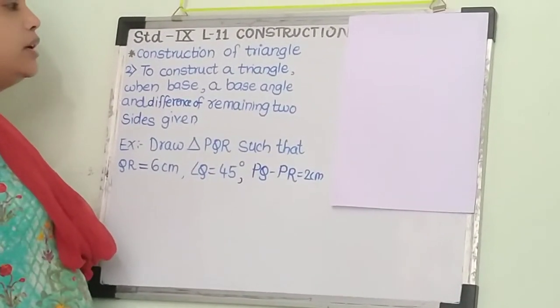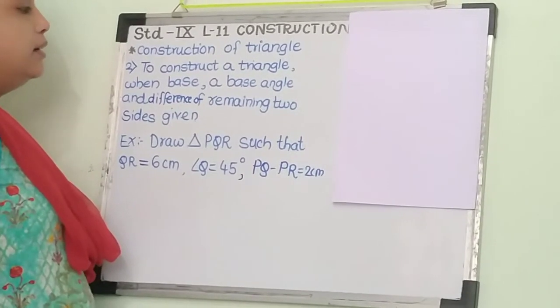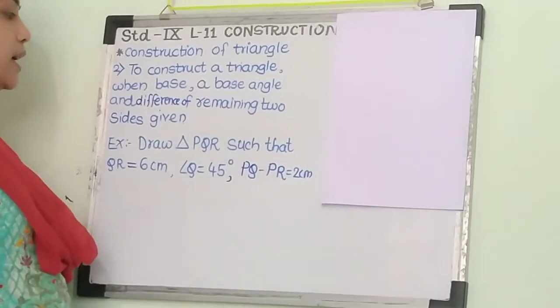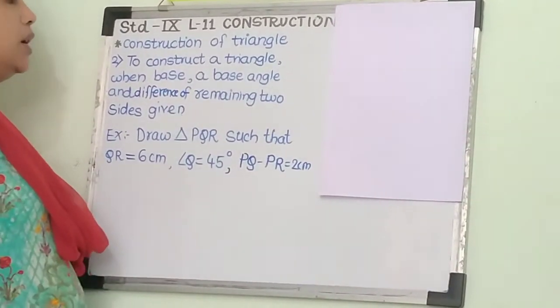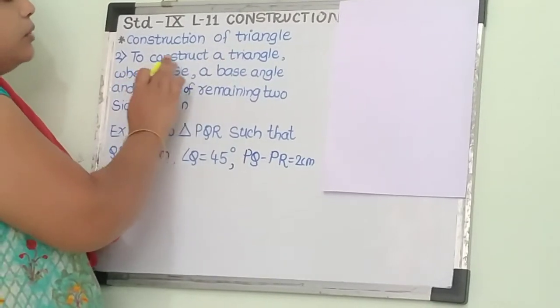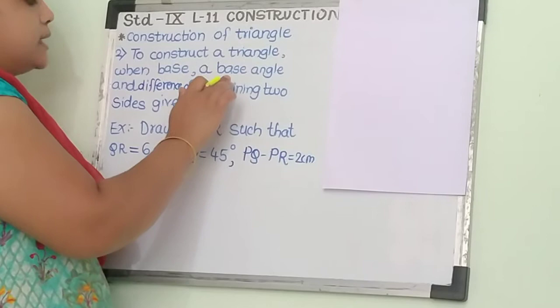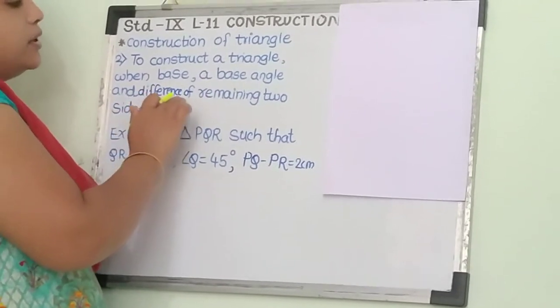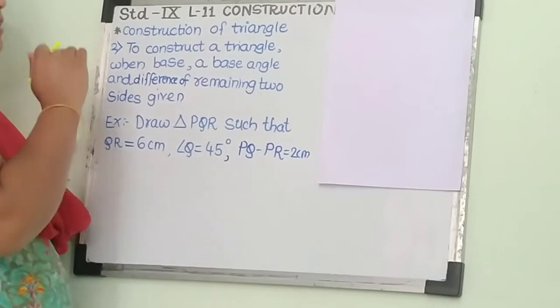See, we already finished the first construction of a triangle when the base angle and the sum of the remaining two sides are given. Now we are going to see how to construct the triangle when a base angle and the difference of the remaining two sides are given.